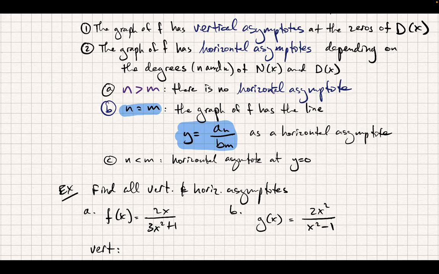When I'm asking you a question like this, unless it's multiple choice, you should say VA colon or vertical, and HA colon or horizontal. So you tell me what it is that you're reporting. Abbreviation is fine, but I would not just write down something without saying what it is.